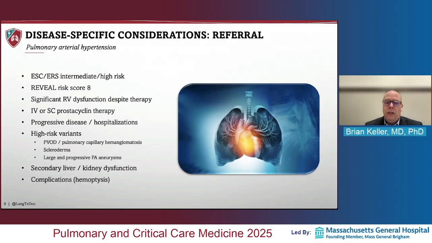In pulmonary hypertension, when we start to see evidence of secondary organ dysfunction, such as liver or kidney damage, this is a sign that the pulmonary hypertension has progressed and transplant should be considered. And finally, any life-threatening complications such as hemoptysis should also spur a referral.